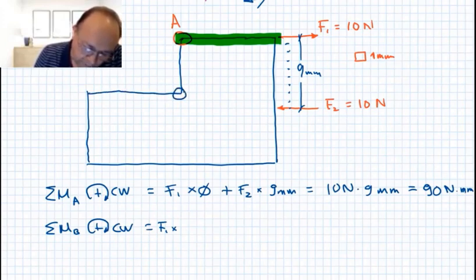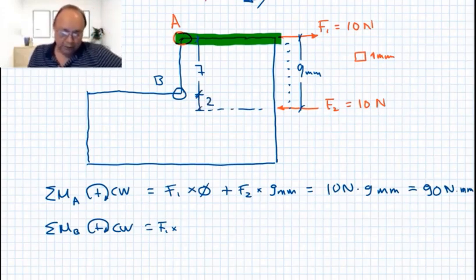And this is point B. So this distance is 7, so this is 7. And from this, it's going to be 2.